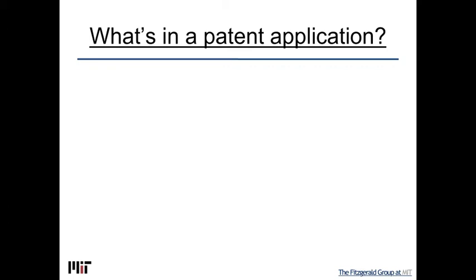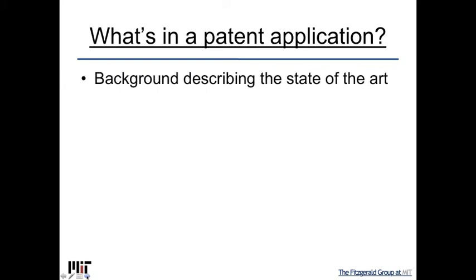Let's talk a little bit about what's in a patent application. As I said, in a subsequent lecture we'll take an actual patent application and quickly go through the different parts. But for now, let's just do a quick overview, just a couple of slides on what's in there. And of course, it looks a little bit like a scientific paper. You have a background describing the state of the art.